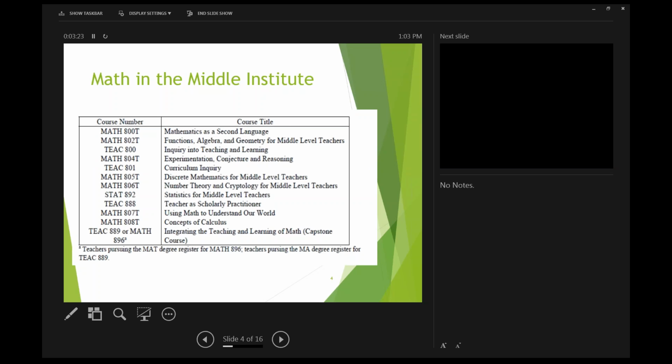Here you can see the different courses that the teachers have to take as a part of this master's degree program. So they're taking some higher level mathematics classes. They're also taking some different education classes. You can see ours, the Stat 892 Statistics for Middle Level Teachers, is the only stat class in there. And then they also have a class where they do a research project at the end.